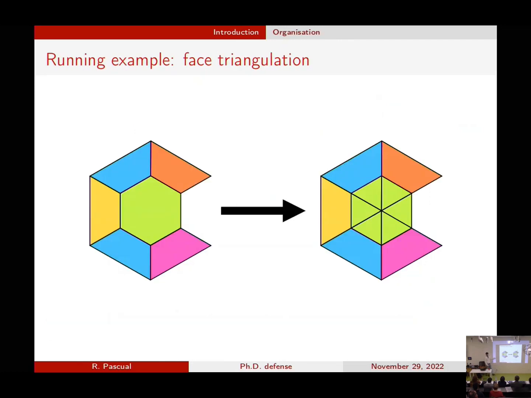And before moving to the main part of the presentation, I just want to introduce this example, which is the face triangulation, and we will use it both for explanation and illustration throughout the talk. So we start from a face, and then we will replace it with triangles. As many triangles as we had initial edges in our original face.